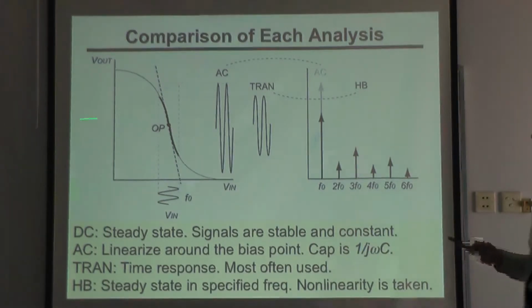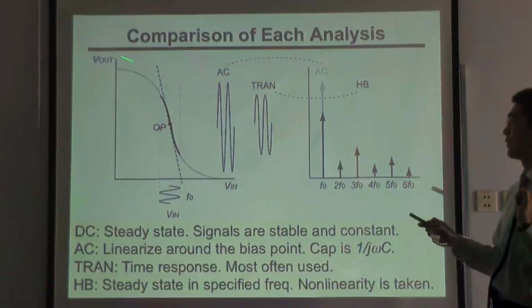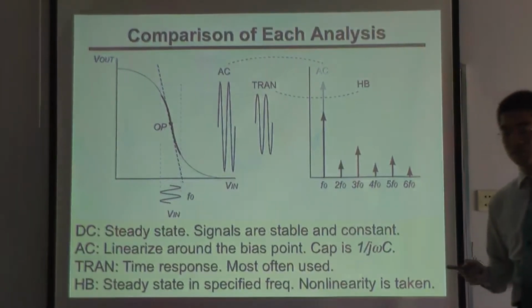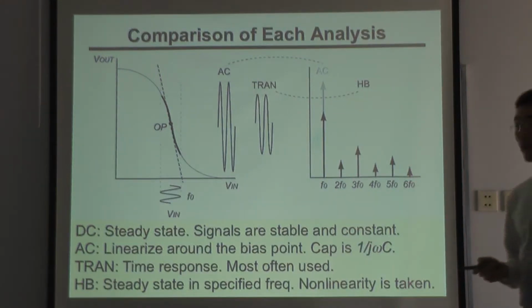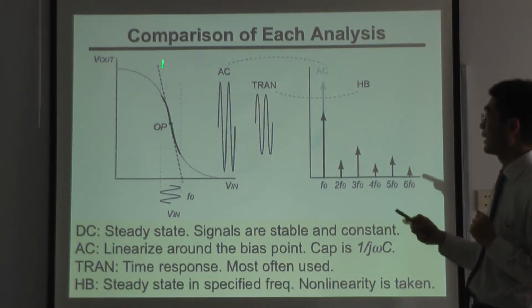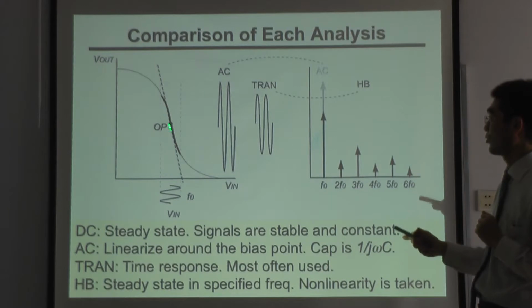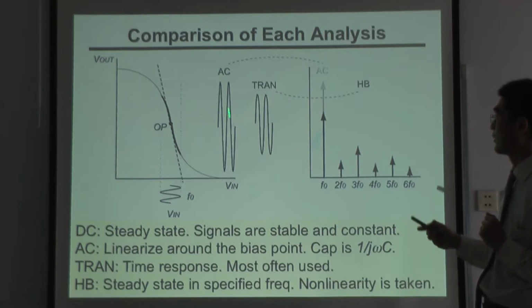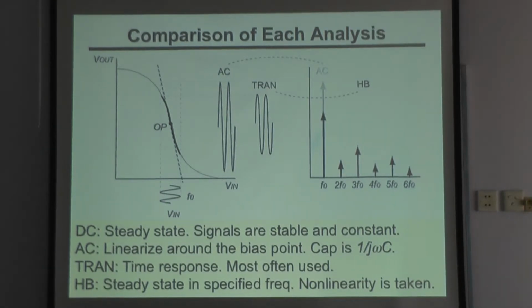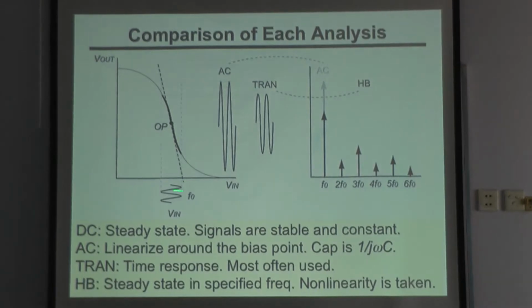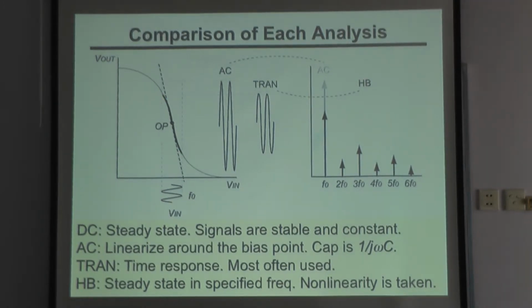In DC analysis, we can have only this curve. We cannot have this kind of dynamic voltage change. For AC analysis, we linearize this point like this straight curve. So in this straight curve, once we have input like this, the output waveform goes like this. And if we use a transient analysis, the transient analysis can trace these curves. So the transient output is coming like this.